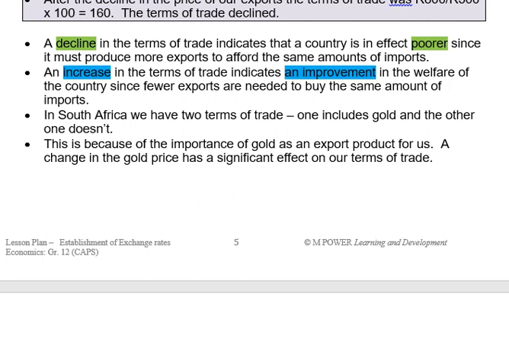Again, because gold is our most important earner of foreign exchange, we want to see what difference it makes if we include gold or exclude gold, so that we can make a comparison.